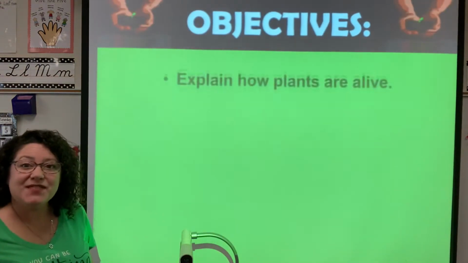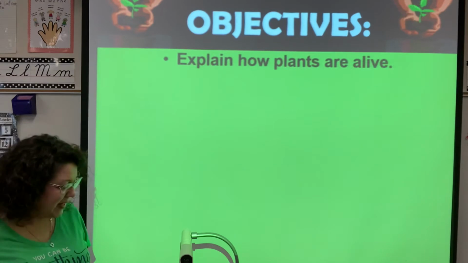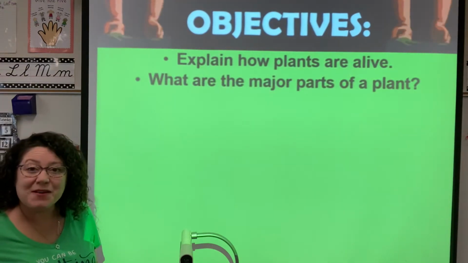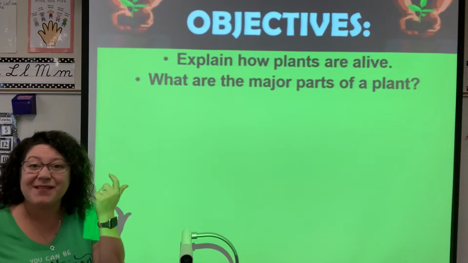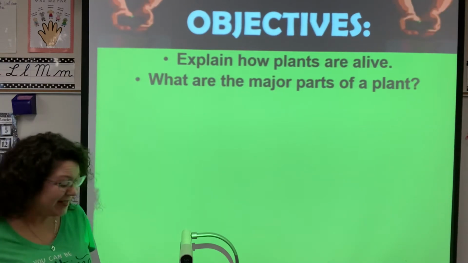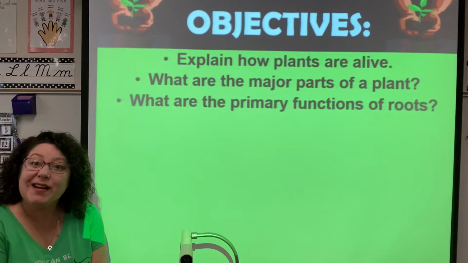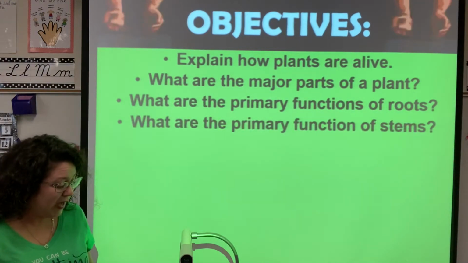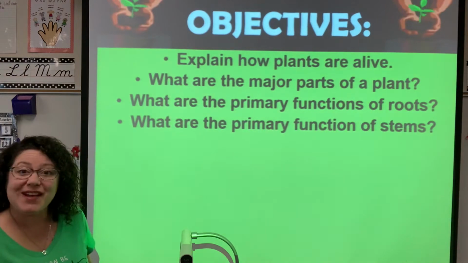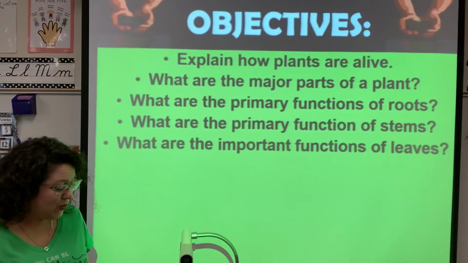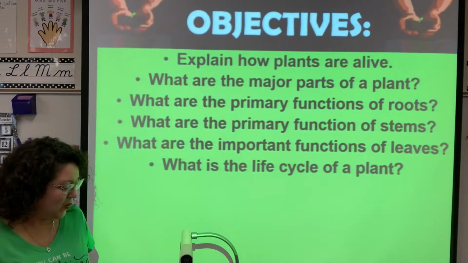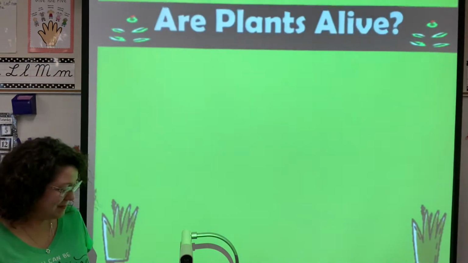Our objectives today are to explain how plants are alive. What are the major parts of a plant? And we already have some background knowledge because we learned yesterday about it with our diagram. What are the primary functions of roots? What are the primary functions of a stem? What are the important functions of leaves? What is the life cycle of a plant?